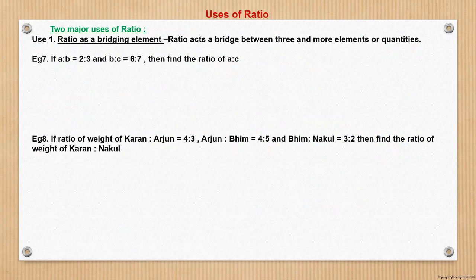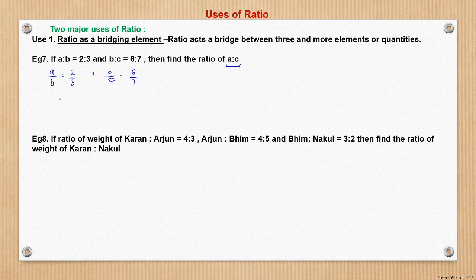So let's move on to looking at the uses of ratio. Basically there are two major uses of ratio. One is that ratio acts as a bridging element between different elements of the same kind. What do we mean by bridging element? Like if a is to b is given as 2 by 3 and b by c is given as 6 by 7, and the question is to find the ratio of a by c. So what is the ratio of a by c? That we do not know, right?